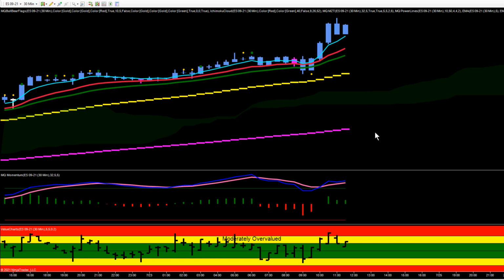So when you're trading, just kind of keep an eye on what your moving averages are doing in conjunction with momentum. Make sure your momentum is in the same direction. That'll increase the probabilities of your trades in that direction working out for you.